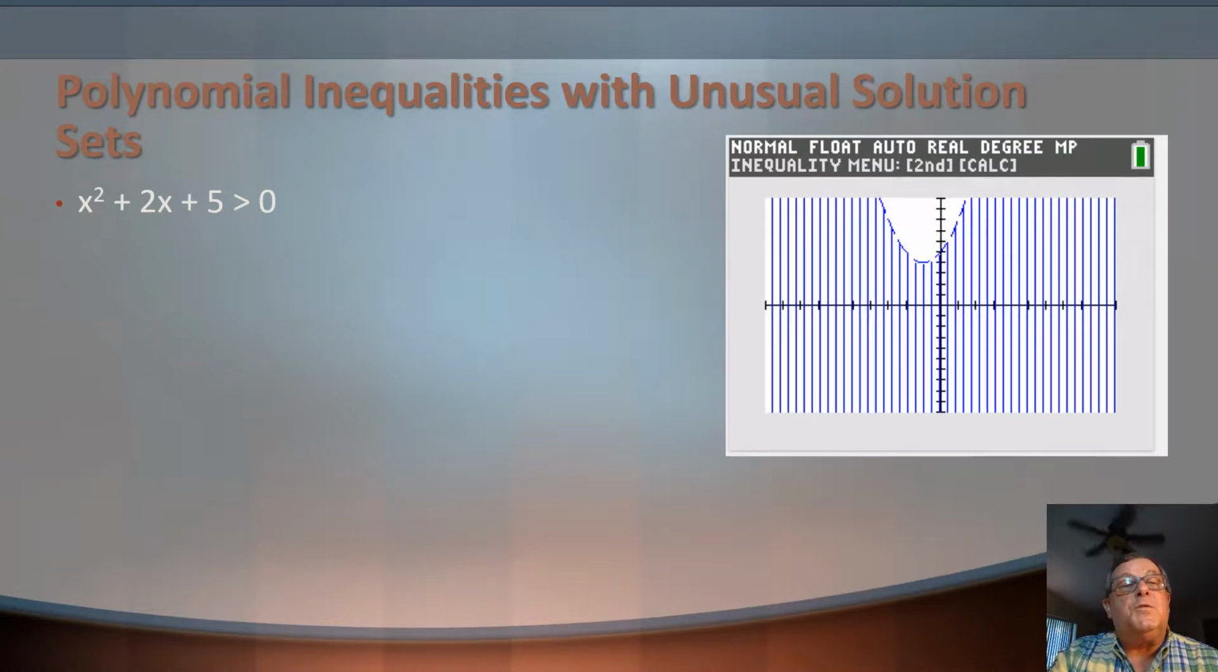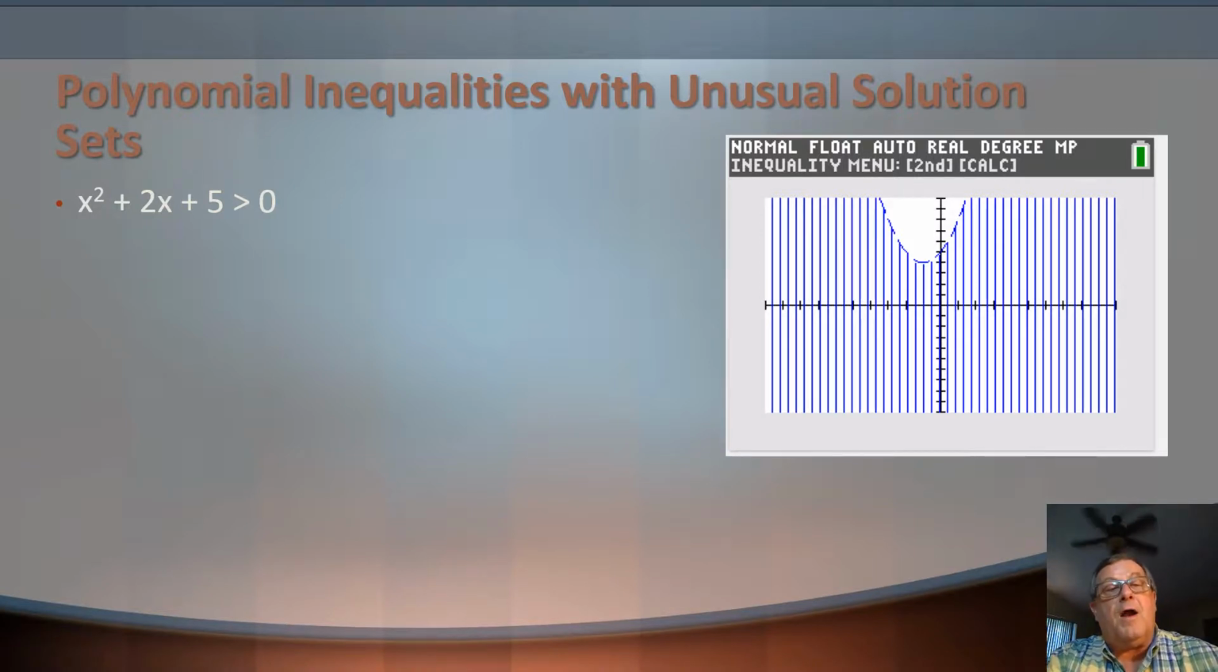Polynomial inequalities with unusual solution sets. And we're going to see some unusual solution sets here. We start off, and actually we're going to be looking at two different expressions or functions where the only thing that really changes is the inequality itself. In this case, we've got x squared plus 2x plus 5 is greater than 0.